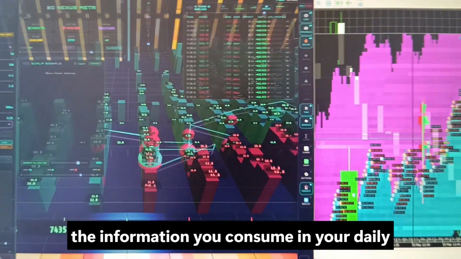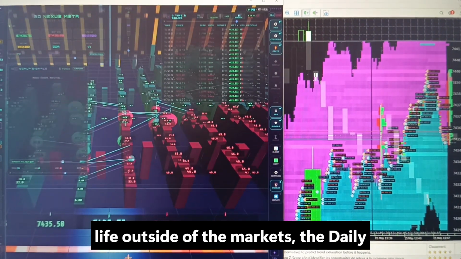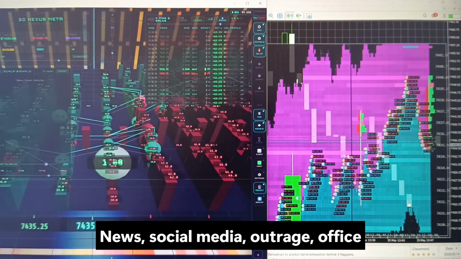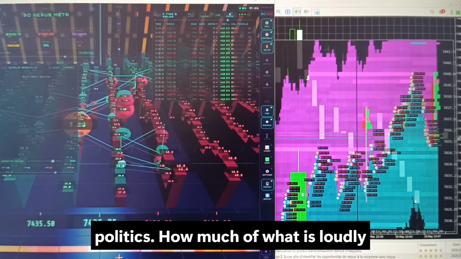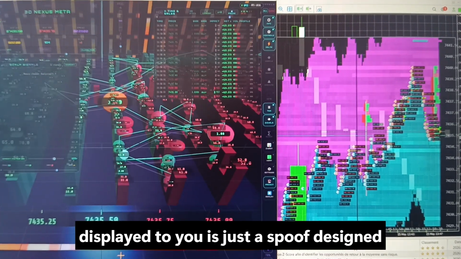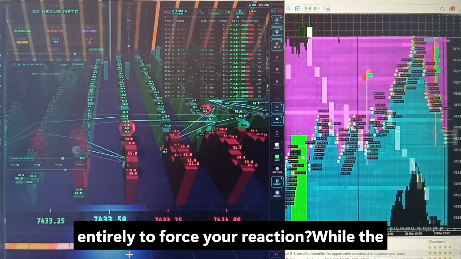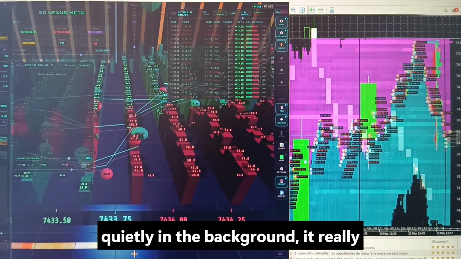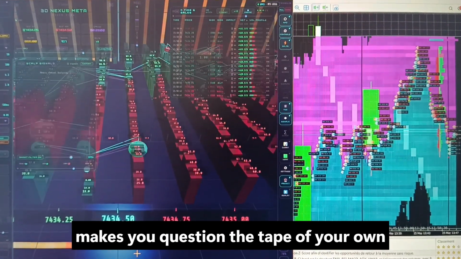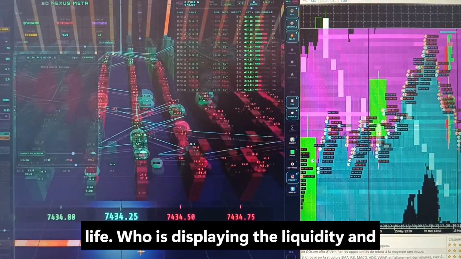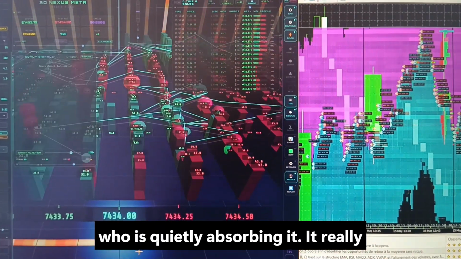So take a look at the information you consume in your daily life outside of the markets, the daily news, social media outrage, office politics. How much of what is loudly displayed to you is just a spoof designed entirely to force your reaction, while the real aggressive moves are happening quietly in the background? It really makes you question the tape of your own life. Who is displaying the liquidity and who is quietly absorbing it?